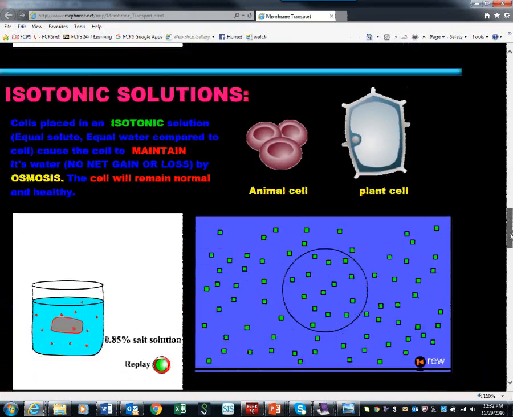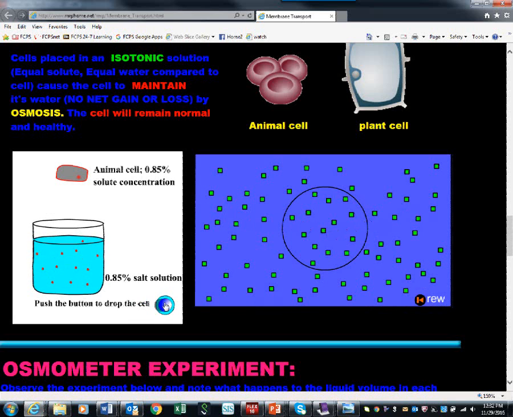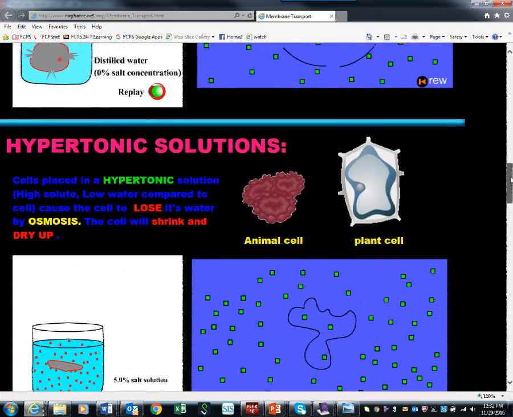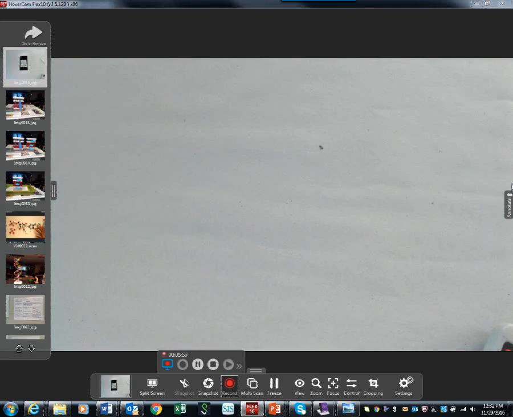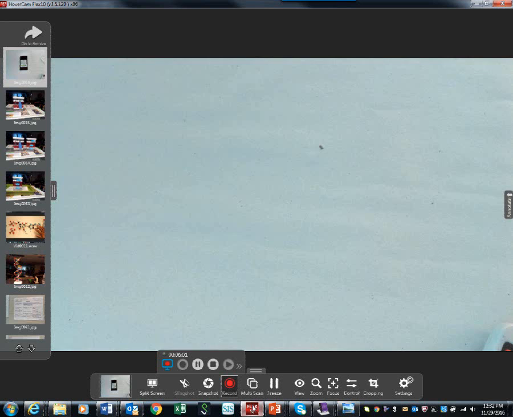All right, and then we'll pause for you to copy the rest of this. So isotonic, look, water's going in and out because it's at equilibrium. Water's going to keep going in and out until it reaches equilibrium. Can't even really see anything, all right? So I'm just going to reset for the hypertonic. Okay, so there's your answers. Let me just pause while we're copying it down.